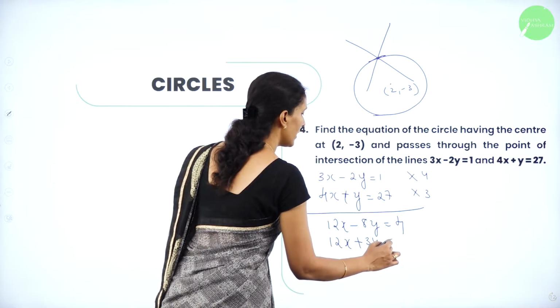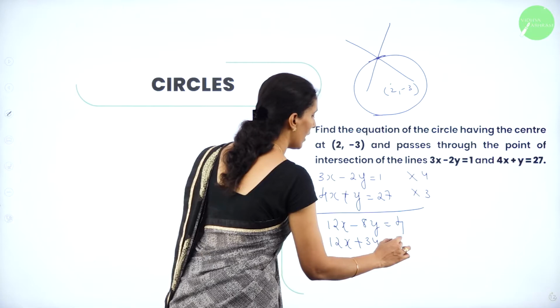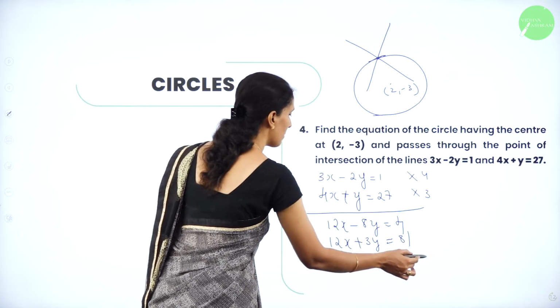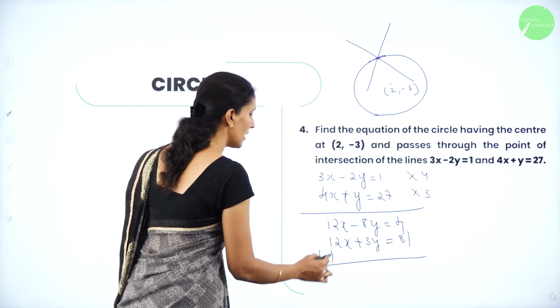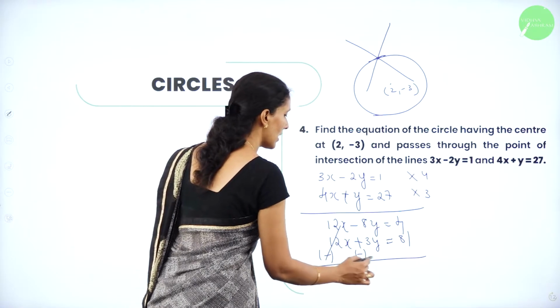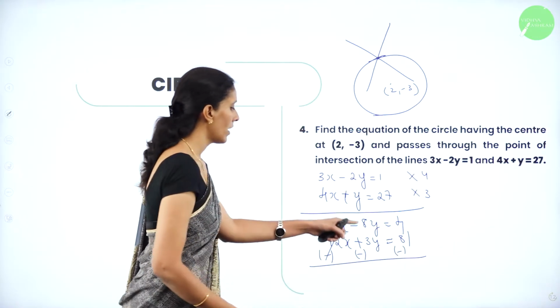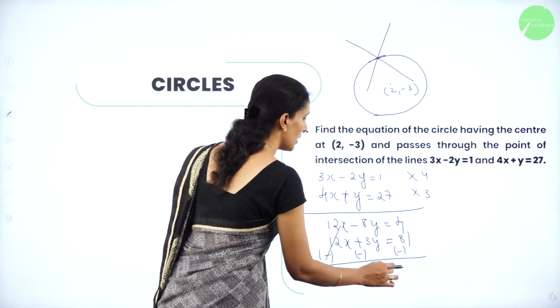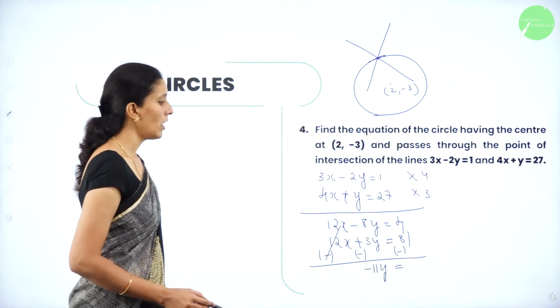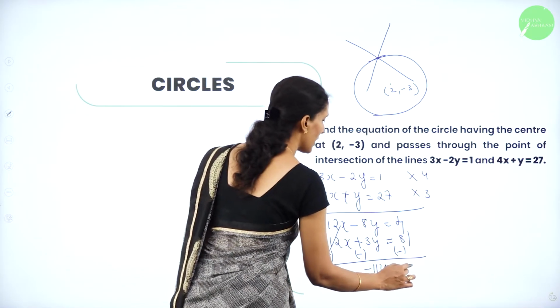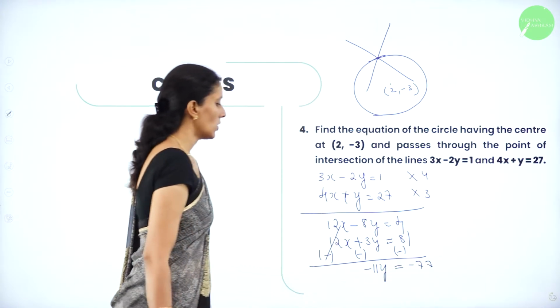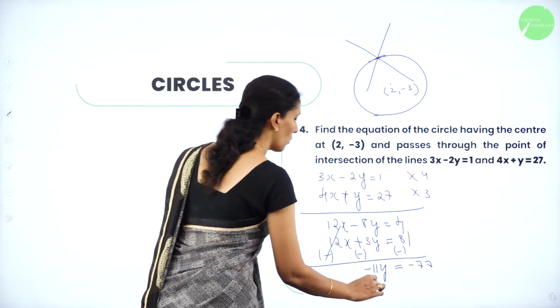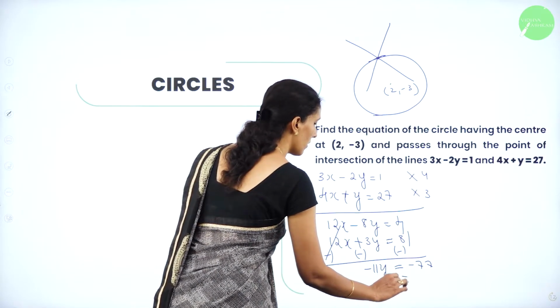Again 27 3s are 81. So, now subtract. So, change the sign. Cancels. Change the sign here also. Change the sign here also. 8 minus 3 is minus 11y, which is equal to minus 81 plus 4 becomes minus 77. So, on solving we will get y is equal to 7.